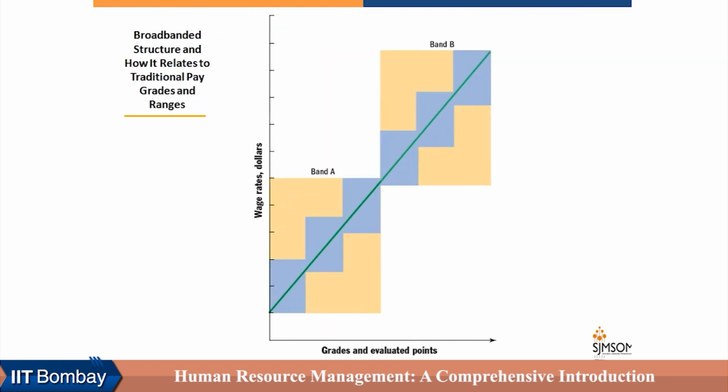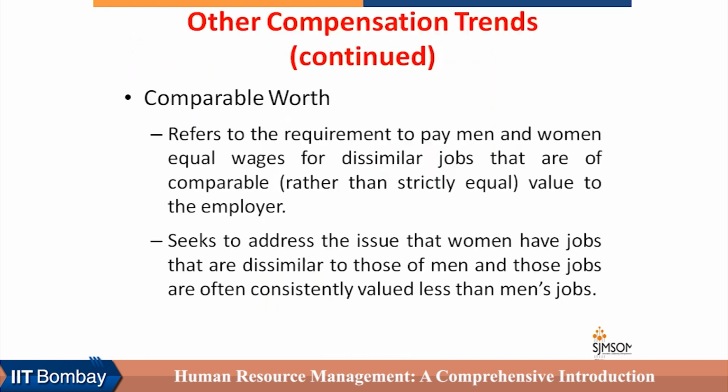This is an example of broadbanding. We look at the 6 pay grades. Those 6 pay grades might have to be combined into broad bands if the organization goes towards a flatter structure.